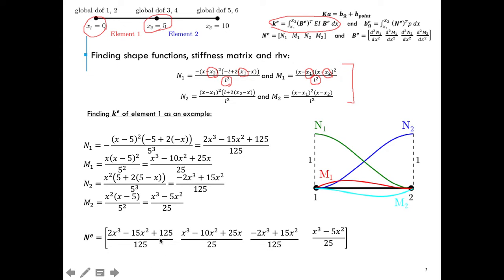So this is n1 right here. So n1 की पहली डिफरेंशिएशन then is just shown right here. Differentiate it again to get the double derivative. Similarly for each of the other shape functions to finally get our B matrix.